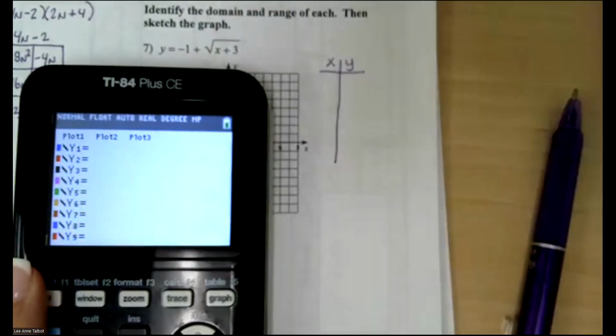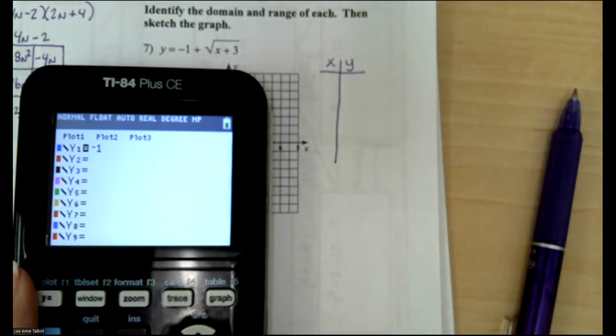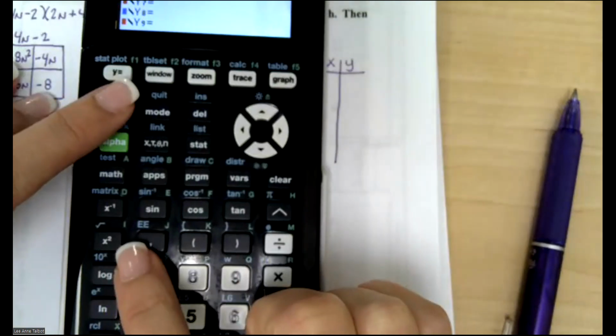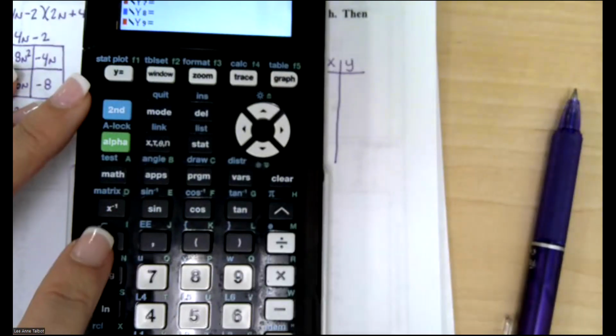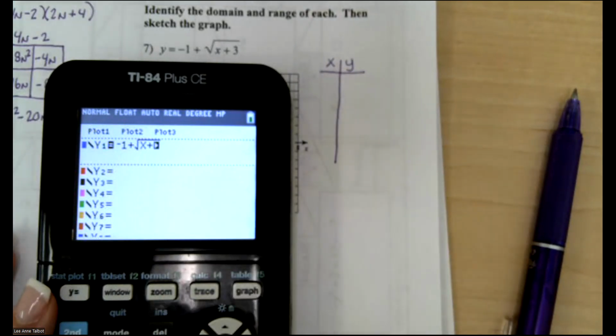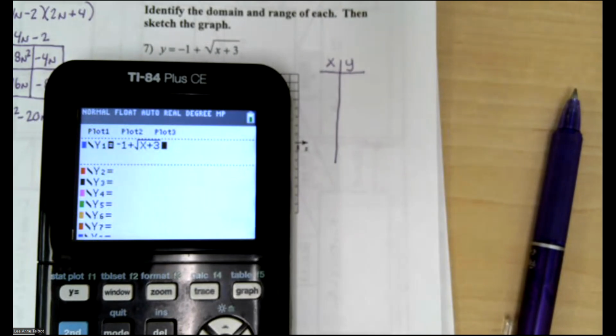Okay, so I have -1 plus square root. Okay, how do we do the square root? It's second x squared. X squared is right here. And then x is right next to the green button, x plus 3. And make sure that you hit the negative and not the minus in front of the 1. Anybody need assistance?